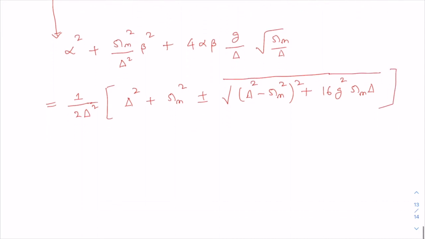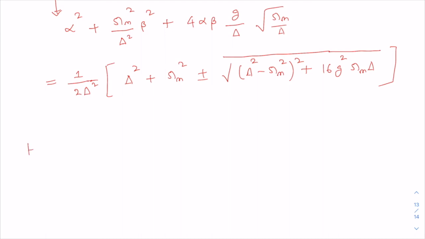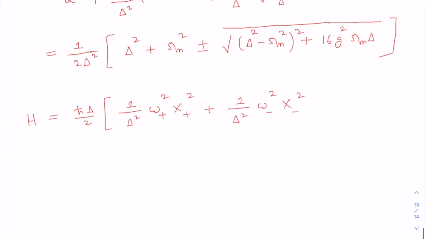And using this, I can rewrite the Hamiltonian in this form, and that would be h cross delta by 2 into 1 by delta square omega plus whole square. I will write what omega plus square is later. Let me first write it. I will have another term, 1 by delta square omega minus square x minus square.